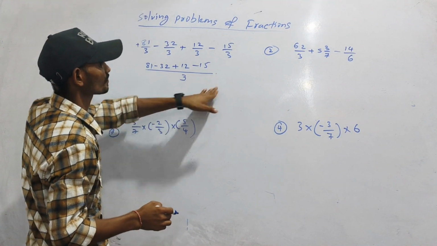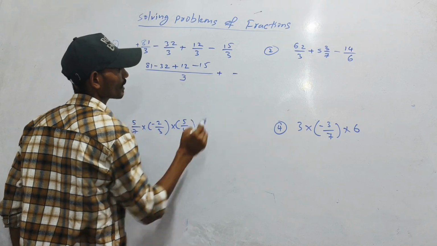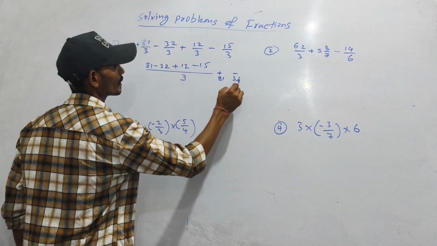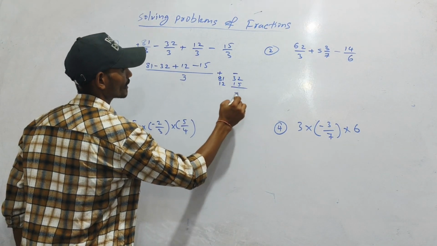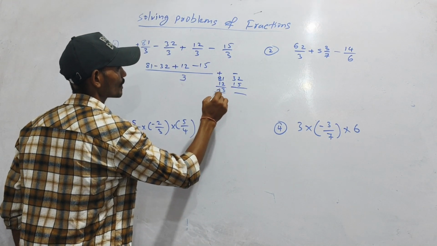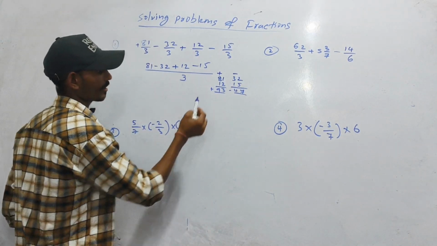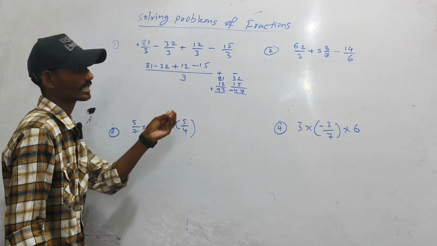So I said one concept: arrange all the positive values on one side and all the negative values on the other side. Add all the negatives and add all the positives. But when you are adding all the negative values, you should put the negative sign.